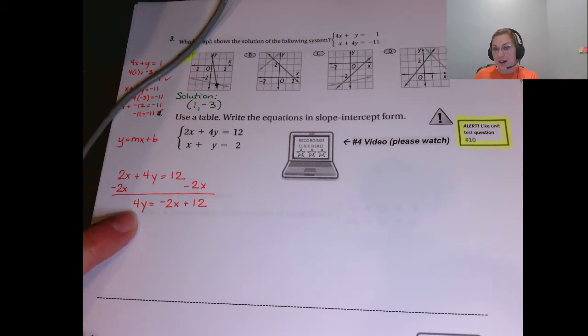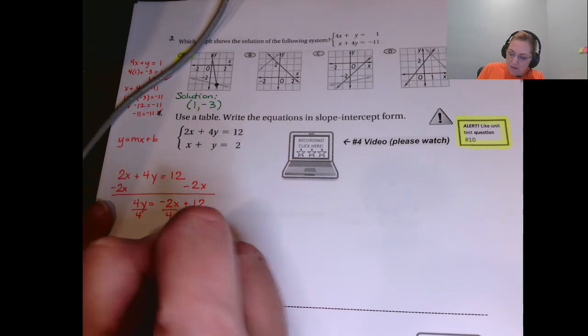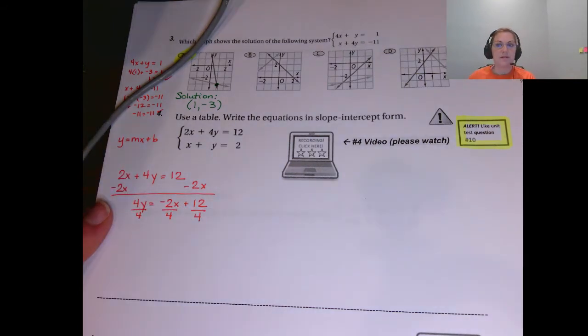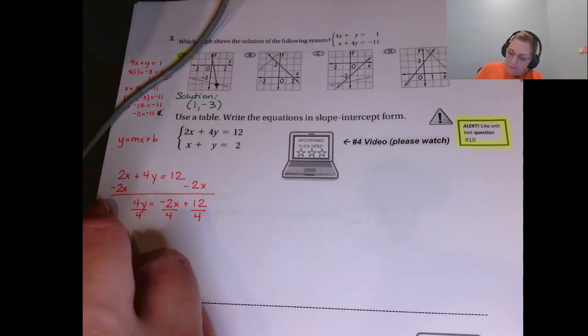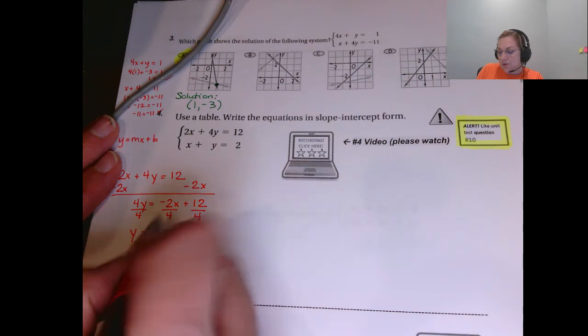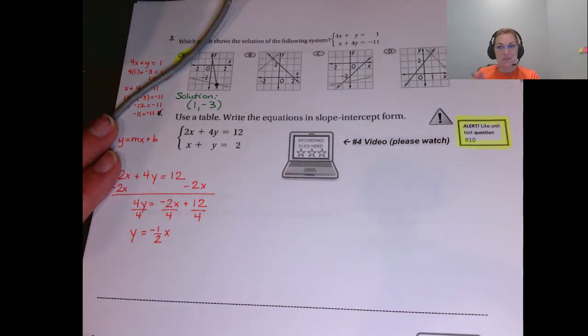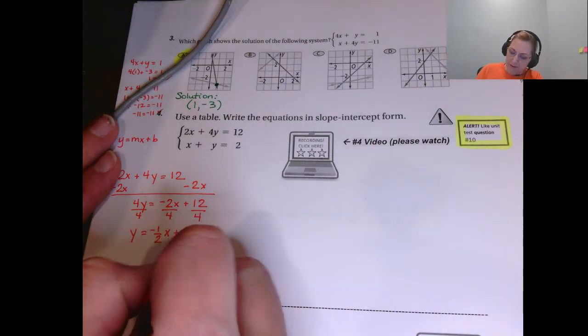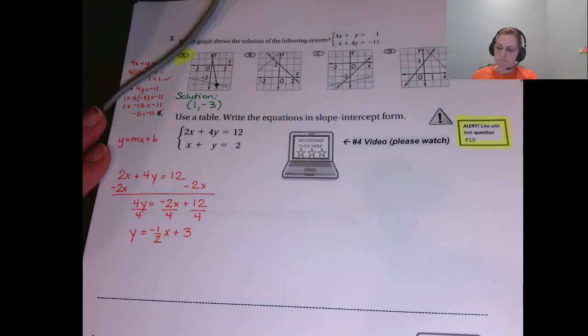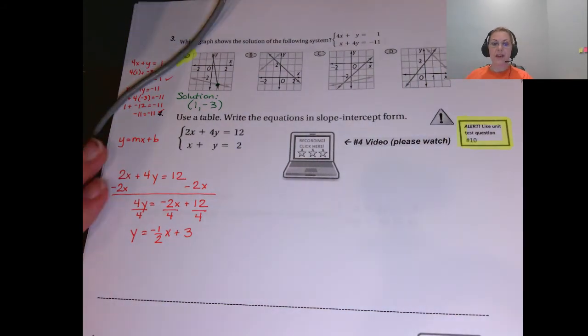Next step, got to get y by itself. So I'm going to divide each term by 4. Four divided by 4 gives me 1. And so I have y equals negative 2/4. I can rewrite that as negative 1/2 x. Notice how I put the negative 1/2 in front and then the x and then plus 3. Very nice there. Okay. Then we're going to do the exact same thing with the other equation.